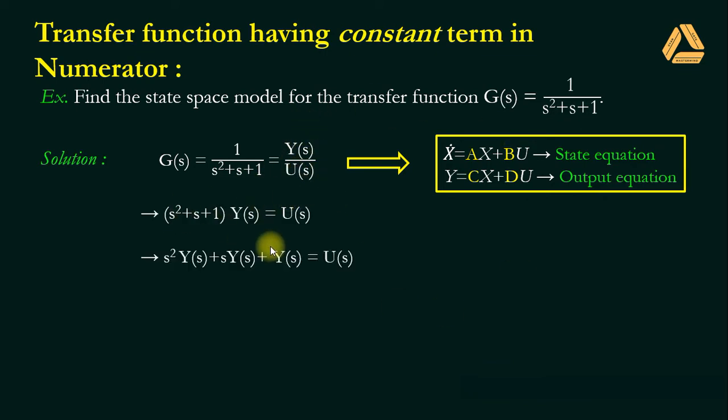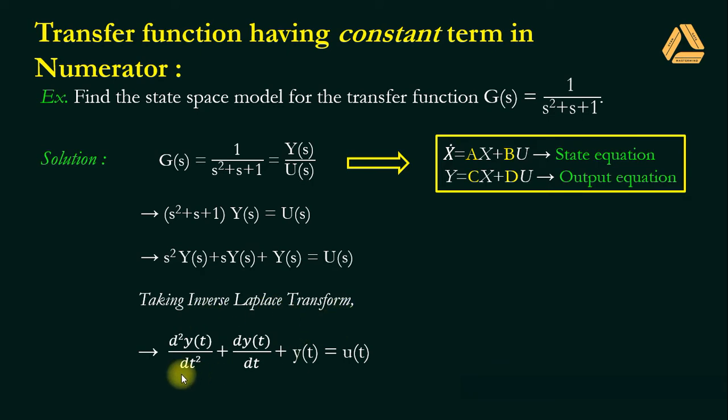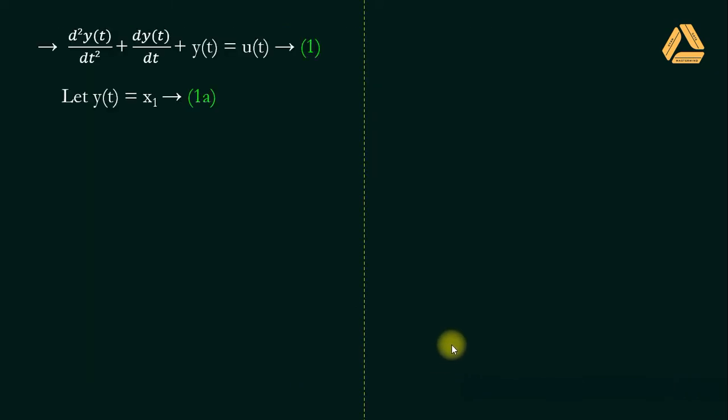I am cross multiplying and applying the inverse Laplace transform, which would give you d square y of t by dt square plus dy of t by dt plus y of t equal to u of t. So I am just assuming y of t to be x1. Then the differentiation of y of t is considered to be x2, and it is nothing but the differentiation of x1. That's why I have given it as x1 dot. The dot represents the differentiation. And considering u of t to be a vector u.